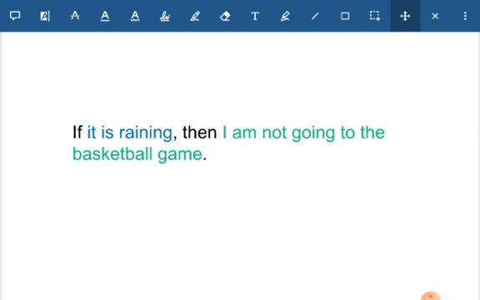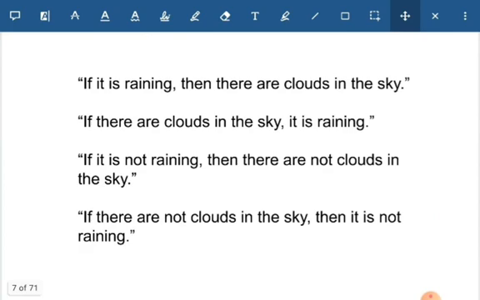So for example, sabi dito, kung umuulan daw, hindi siya pupunta doon sa basketball game. So ibig sabihin, for this to be true, hindi siya pupunta, dapat maging true din to, umuulan. But if it is not raining, ibig sabihin, this blue statement is false. Ito ay maging false na din. Diba? I am now going to the basketball game. So the truth of the statement depends on another.